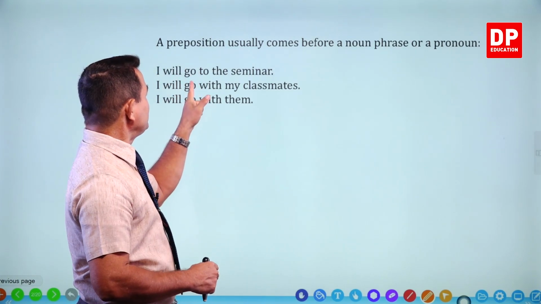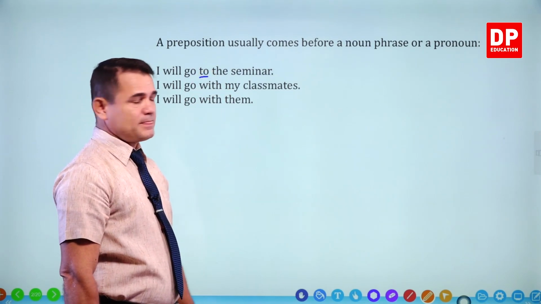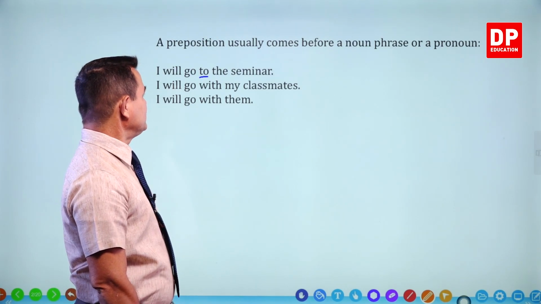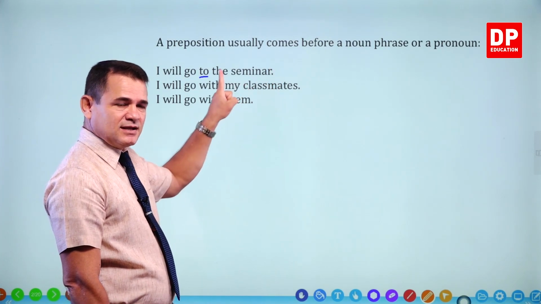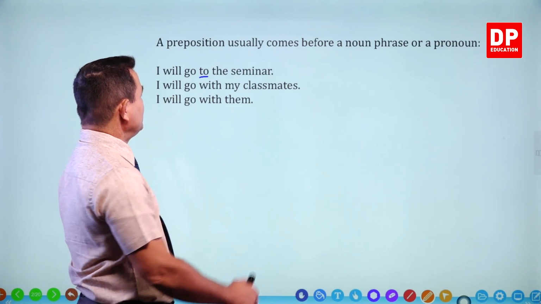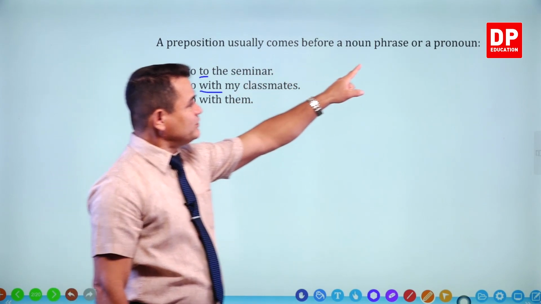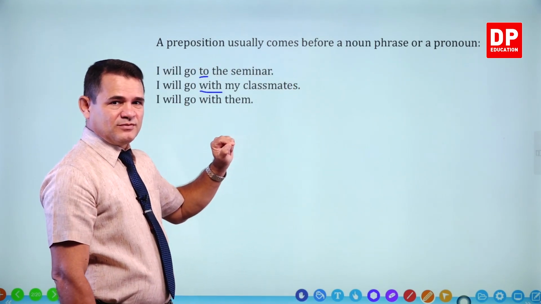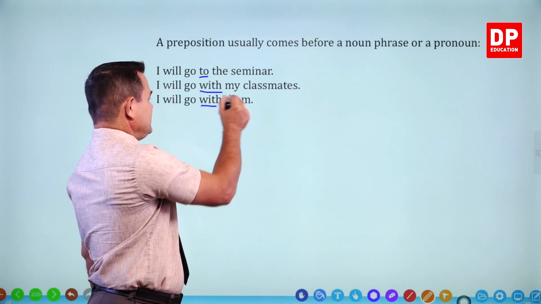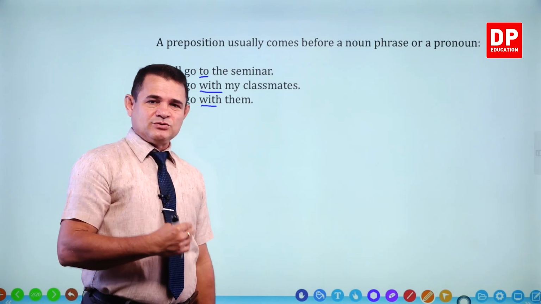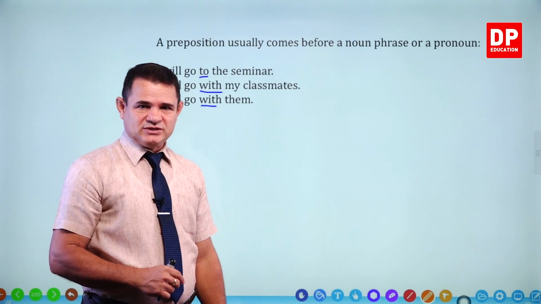And I will go to the seminar. I will go to the seminar. To the seminar is the noun phrase, and the preposition comes before it. I will go with my classmate. With my classmate, the noun phrase. I will go with them. Them is the pronoun. See, the preposition comes before it. So normally we use pronouns, and before pronouns we get prepositions.